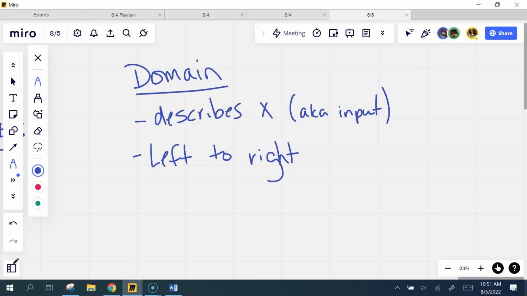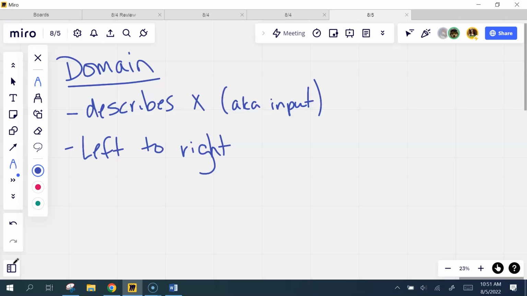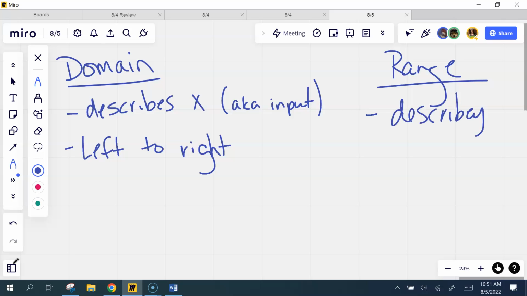So let's talk about a parabola that we have been looking at so far. And let's define range, and then we'll do them both together. Range is up and down, that's exactly right. It describes y. It is up and down, but I start with the bottom. I always say bottoms up on range. From the bottom up. Start with the very lowest point it can be and go up.